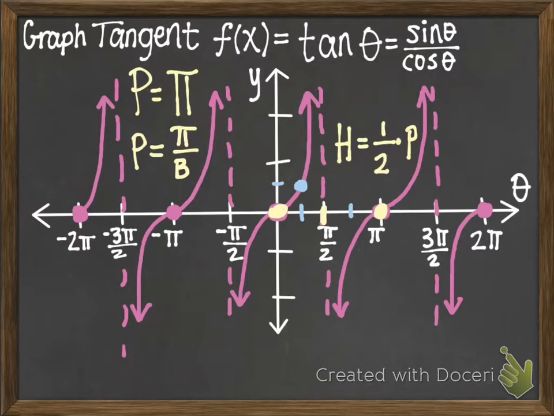This guy over here, between pi over 2 and pi, what angle is that? 3 pi over 4. So this dot is at 3 pi over 4 comma what? -1, exactly. Over here is what angle between pi and 3 pi over 2, the midpoint? 5 pi over 4. And what's the tangent of 5 pi over 4? 1. So it's up there again. And between 3 pi over 2 and 2 pi is 7 pi over 4, which gives us the output of -1.